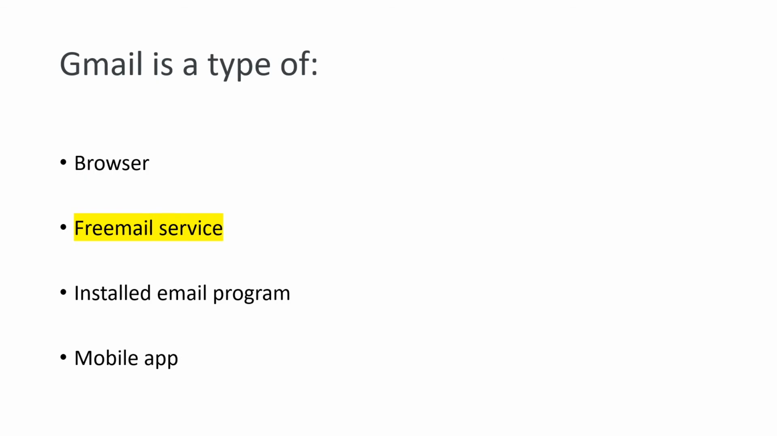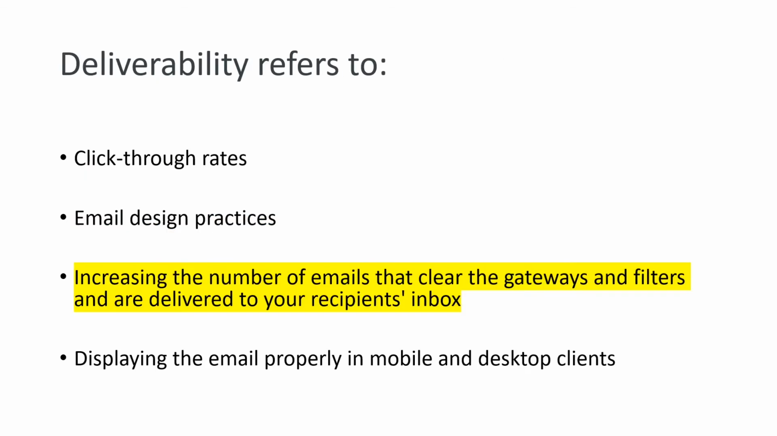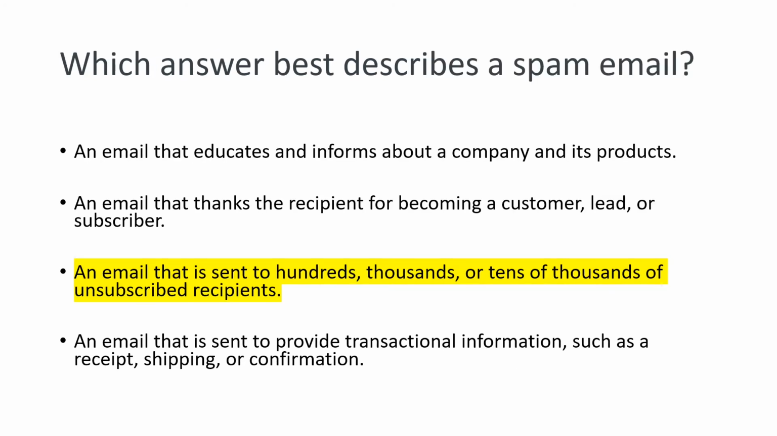201. Gmail is a type of free mail service. 202. Deliverability refers to increasing the number of emails that clear the gateways and filters and are delivered to your recipient's inbox. 203. Which answer best describes a spam email? An email that is sent to hundreds, thousands, or tens of thousands of unsubscribed recipients.